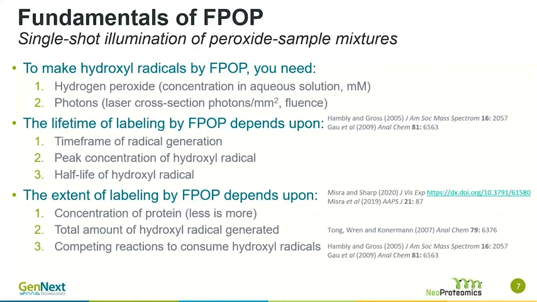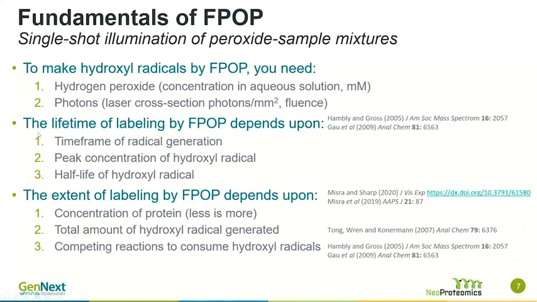Okay, so to make FPOP work properly, you need to think about 3 different things. The first thing you need to think about is, how do I make hydroxyl radicals, and how many radicals am I going to make? So to make hydroxyl radicals in FPOP, you need 2 different things. You need hydrogen peroxide in some concentration in aqueous solution, and you need photons as measured as fluence, or photon density per unit area of your light cross-section. Okay, so the more hydrogen peroxide you have, the more photon density you have, the more hydroxyl radicals you make.